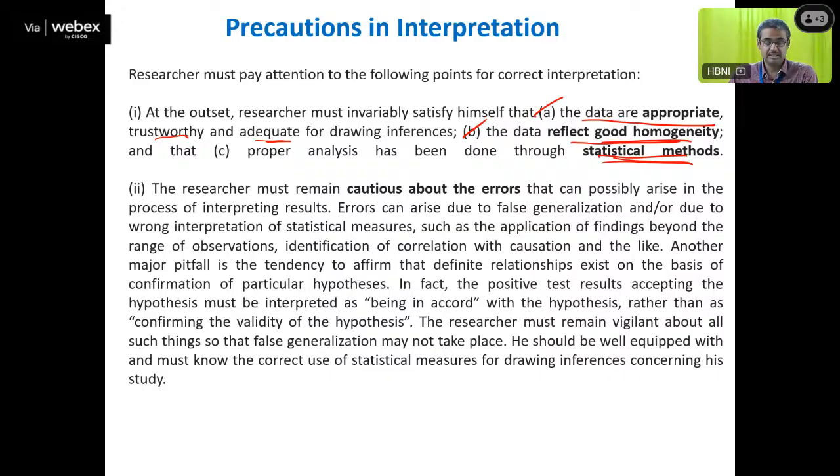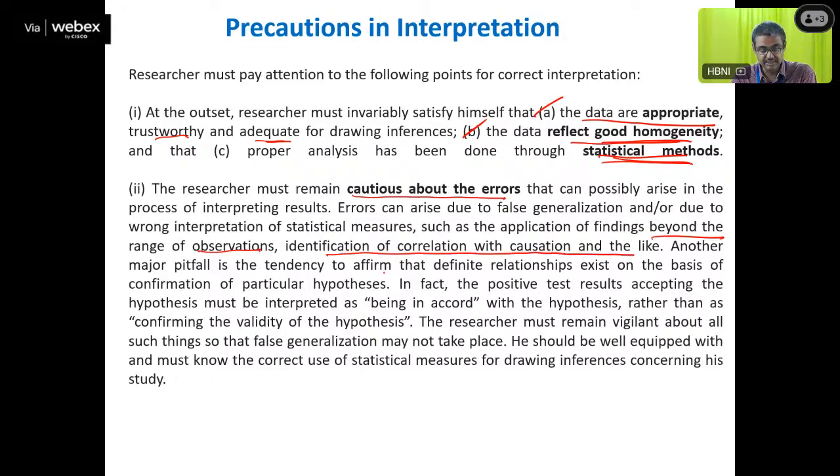The researcher must remain cautious about errors that can possibly arise in the process of interpreting results. Errors can arise due to false generalization or due to wrong interpretation of statistical measures, such as the application of findings beyond the range of observations, identification of correlation with causation, and the like.